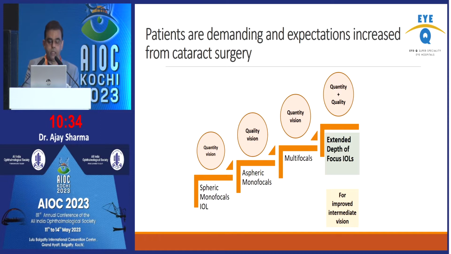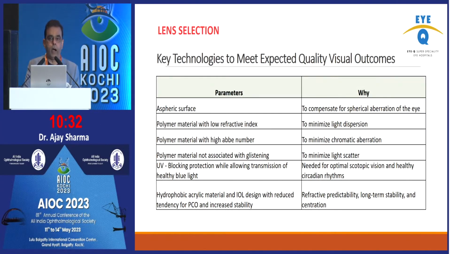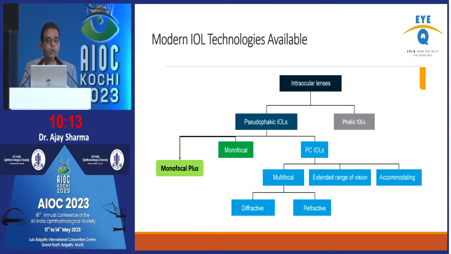So these are the lenses which are available. Ideally, a lens should have an aspheric surface. It should have a polymer material with a low refractive index, and not a material which is associated with glistening. Then it should be UV blocking, and a hydrophobic acrylic material, which we all want to use. So these are the modern lenses which are available.